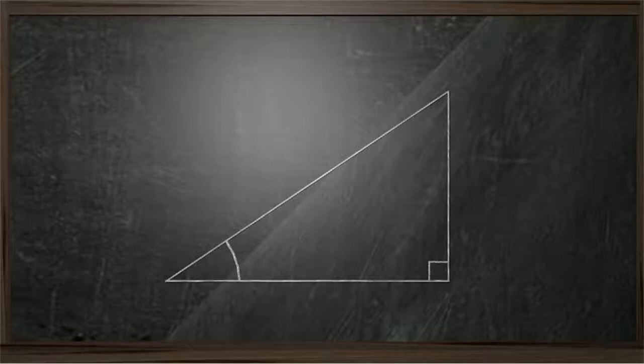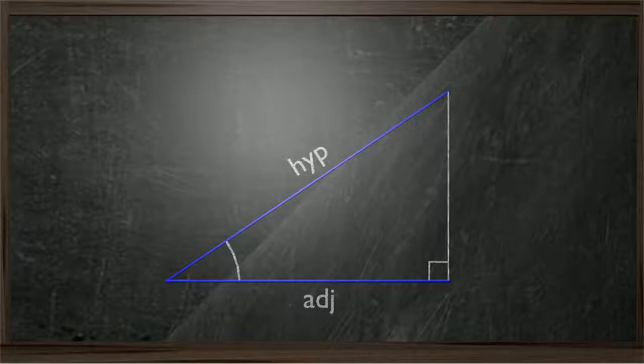First, there's the hypotenuse, which is always the side across from wherever the right angle is. Notice that the hypotenuse forms one side of the acute angle. The other side of the acute angle is going to be called the adjacent side. Finally, there's the third side of the triangle, which is opposite from the acute angle.